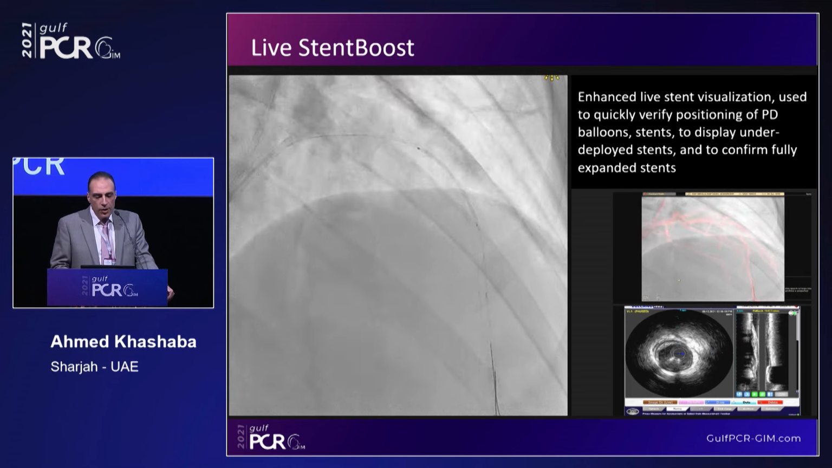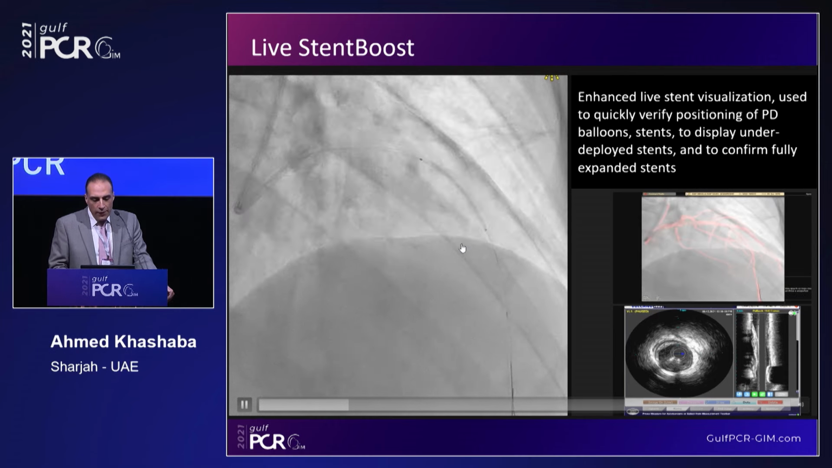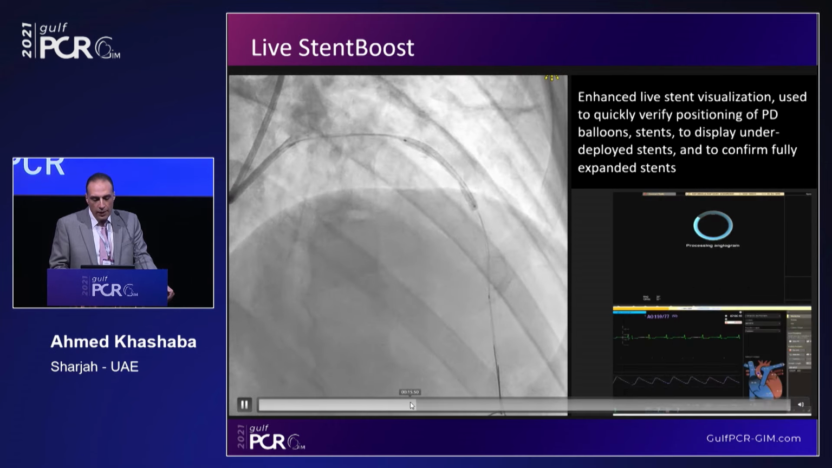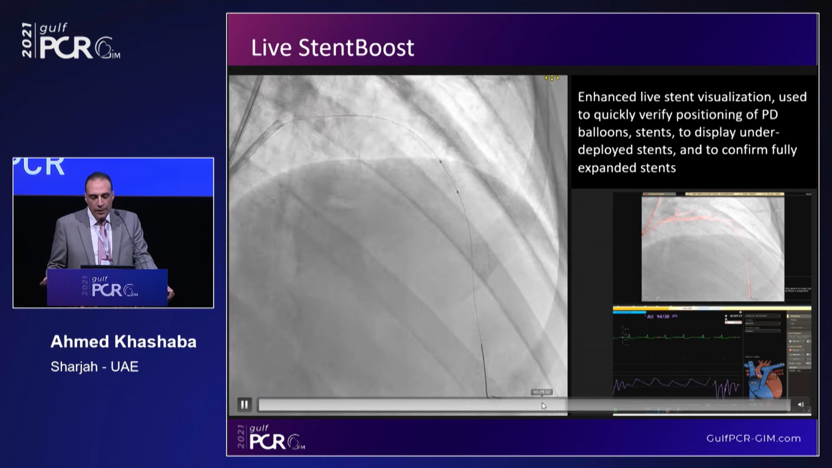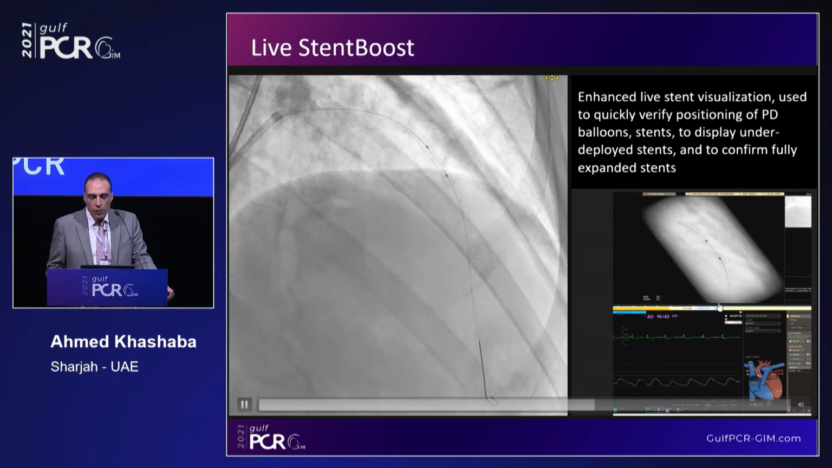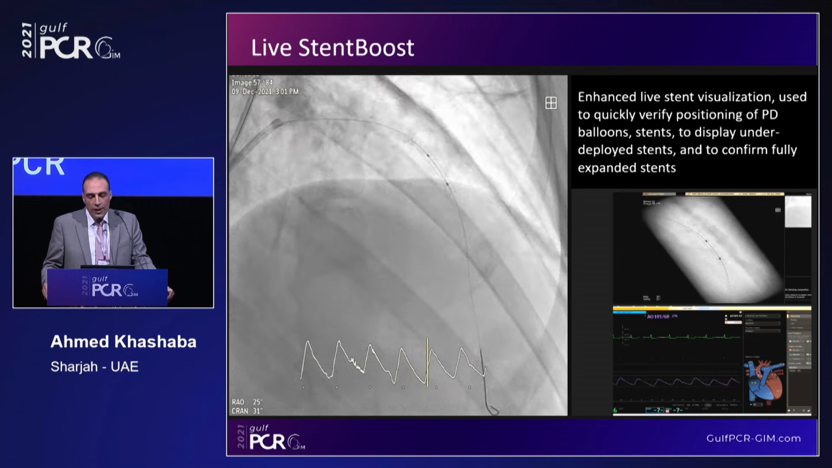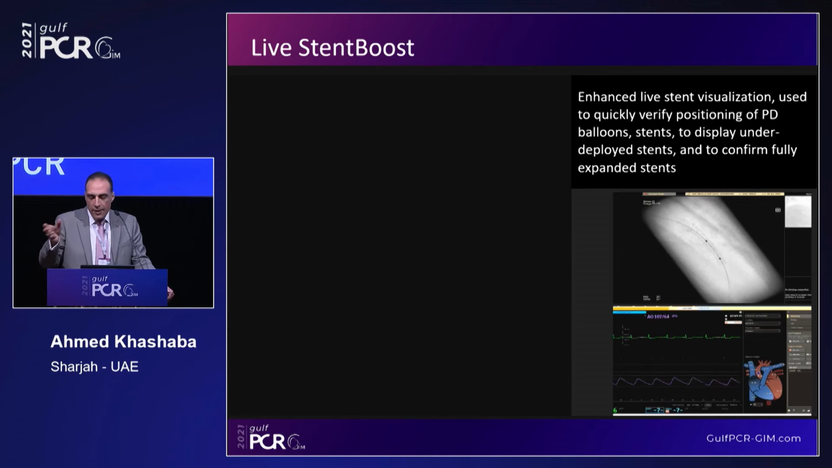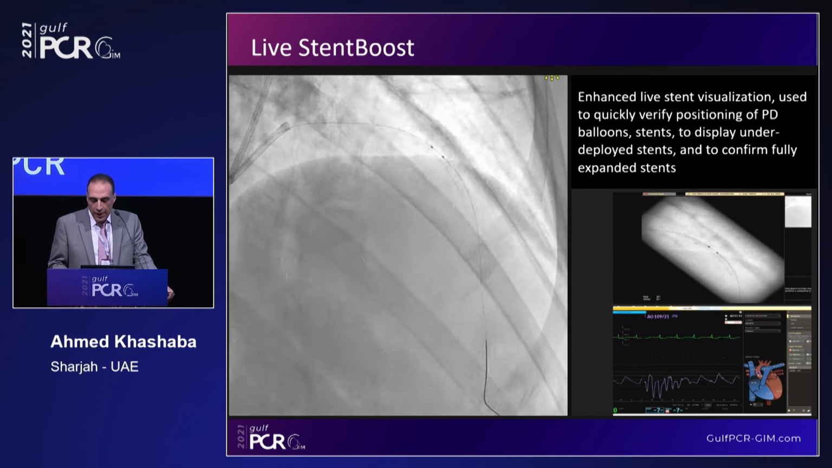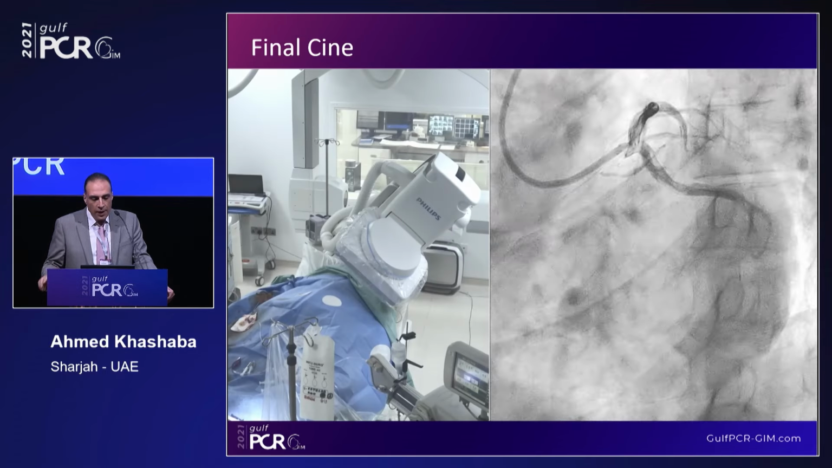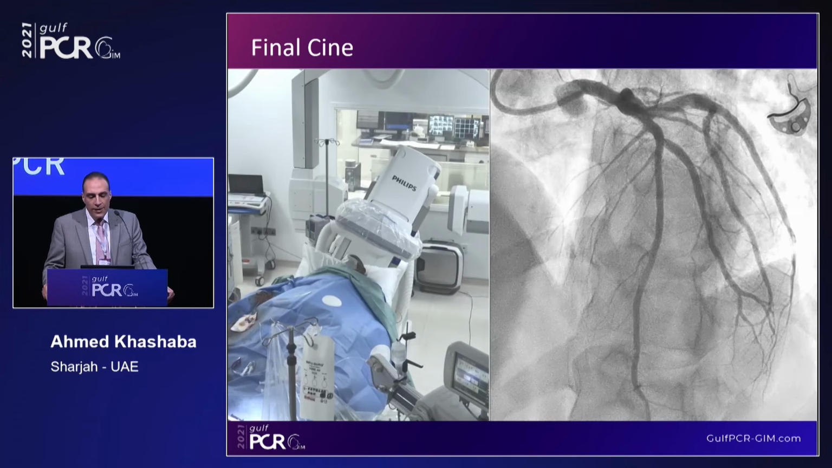The last tool that I can share with you is the live stent boost, and this is a stent enhancement technology. So after you inflate your stent, you deploy your stent, of course you will need to optimize, and this will help you to get a very good, as you can see here, a very good stent enhancement and visualization, and help you to quickly verify the positioning of post-dilatation balloons, help you to add more stents, adjust the edge to edge, and to confirm that the stent is fully expanded in a very nice way without using any more contrast. Finally, we end up with one rotational angiography as a final shot for the same patient with another CC.